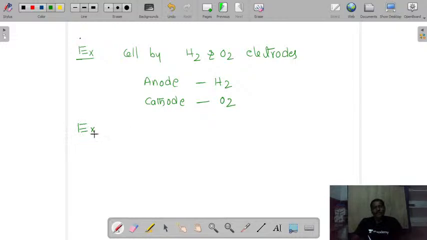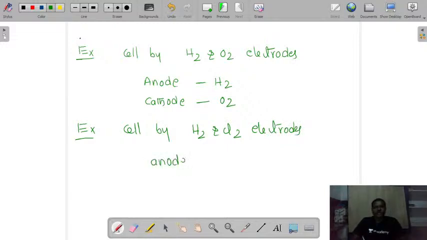Okay, and a galvanic cell is constructed by hydrogen and chlorine electrodes. Then which one acts as anode? The electropositive element acts as anode, the electronegative element acts as cathode. Now hydrogen acts as anode and chlorine acts as a cathode.